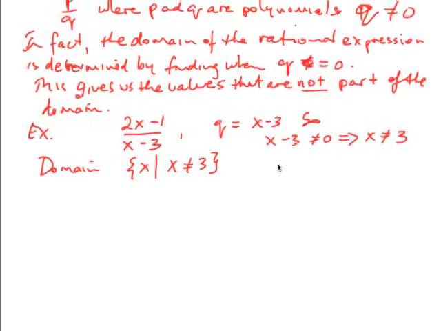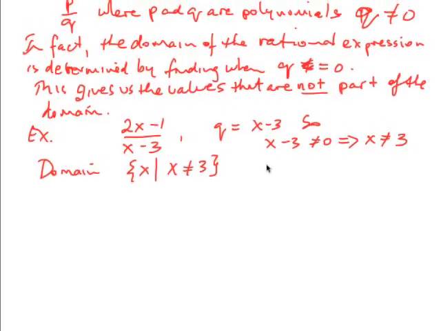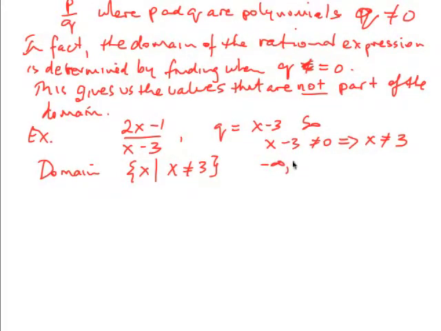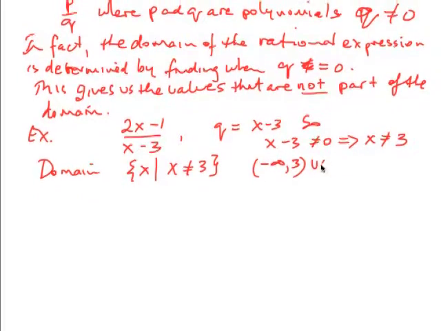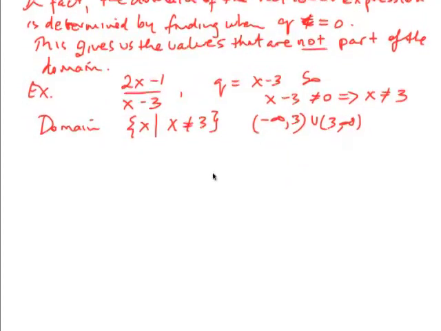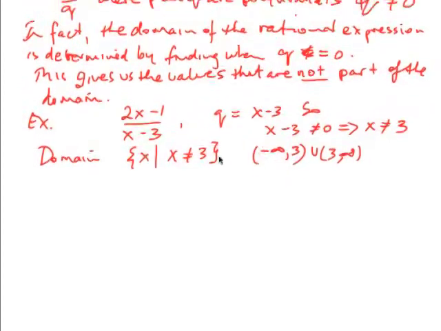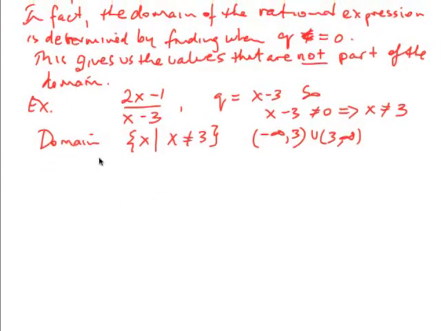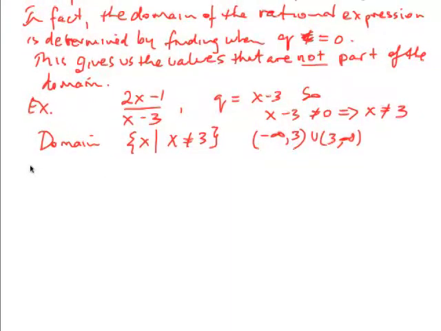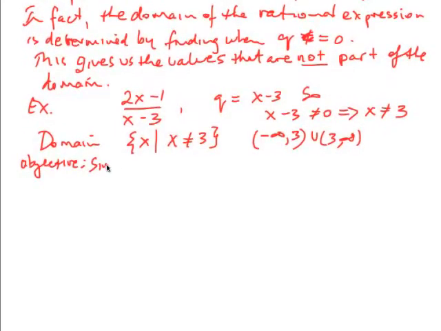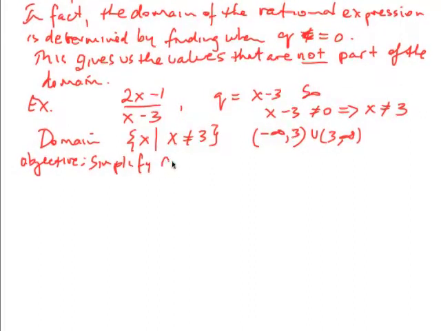And of course we can write that in interval form as anything but 3, like so. Alright, so there is our domain, and we're talking about real numbers here. The first thing that we want to do here, and that's our objective, is to simplify rational expressions.